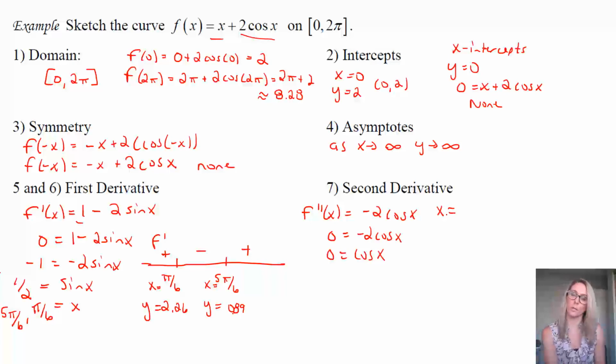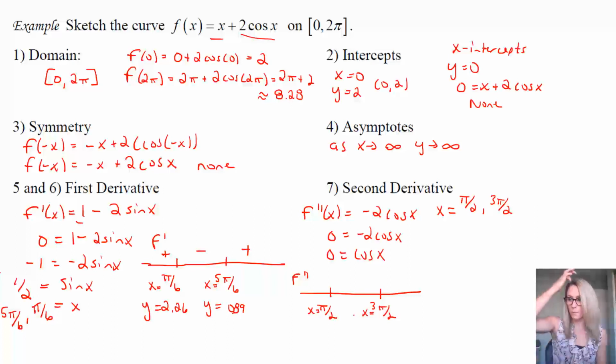Now we can think about which values on 0 to 2 pi cosine x is equal to 0. Of course, you can always pause and think about when those values are. We get pi over 2 and 3 pi over 2 for when cosine of x equals 0. Now let's do a double prime chart here, second derivative, to test for concavity. So we'll put pi over 2 and 3 pi over 2. These are our x values. We're checking concavity on either side for possible points of inflection.